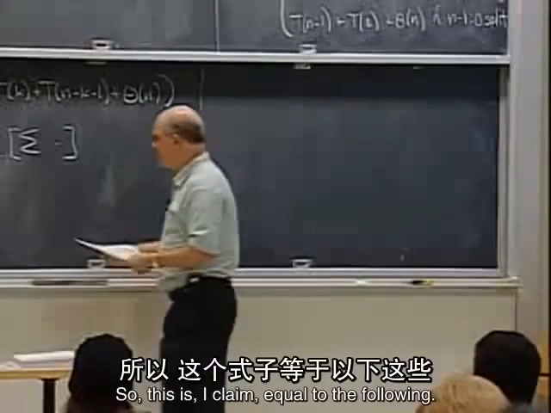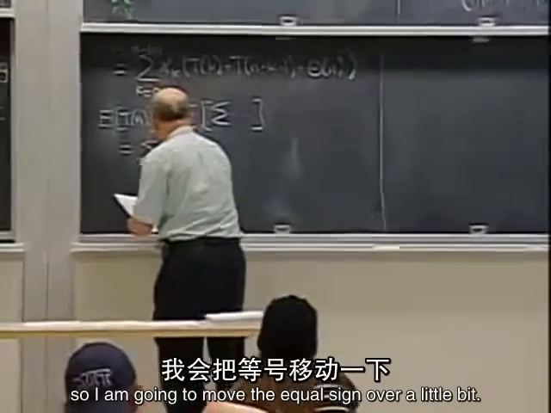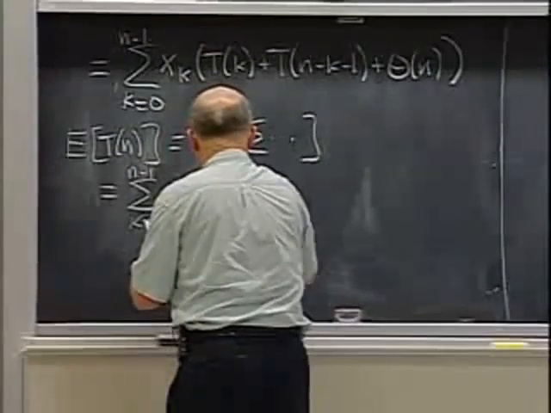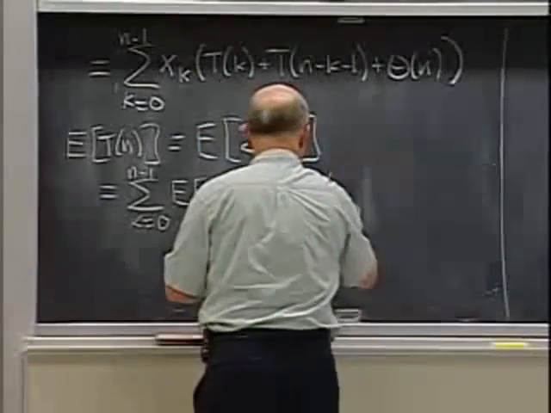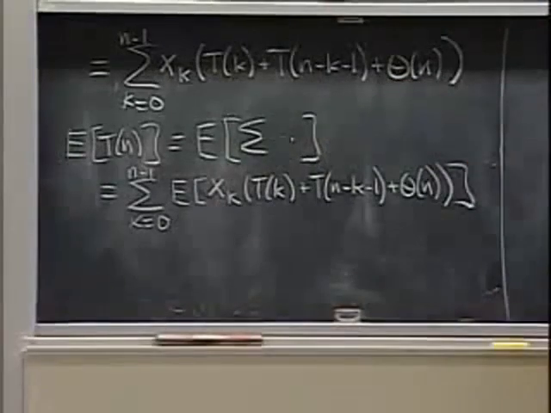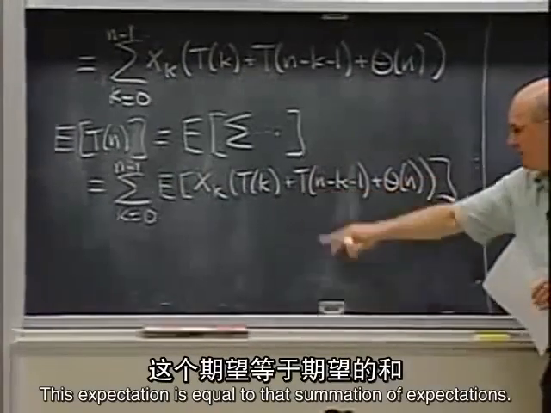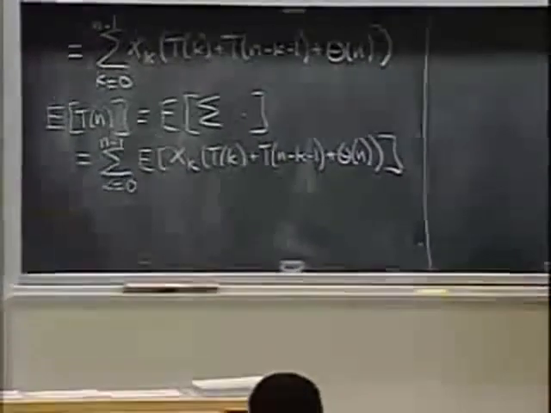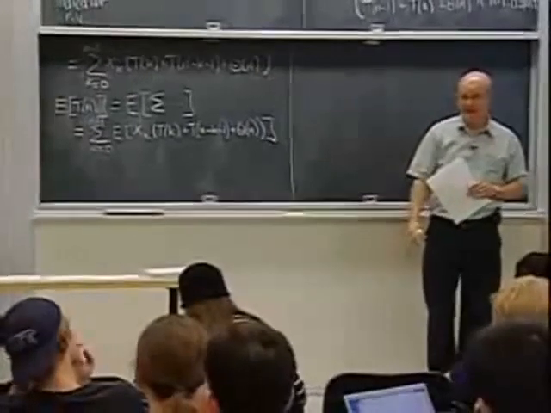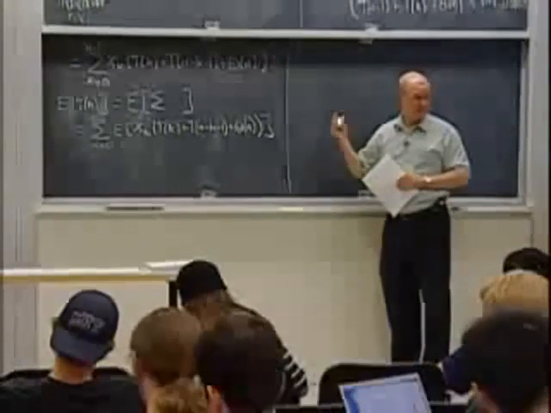So this is, I claim, equal to the following. Actually, I'm going to need a little space here, so I'm going to move the equal sign over a little bit. I claim that this expectation is equal to that summation of expectations. So why is that? What are the magic words that justify this step? Linearity of expectation. The expectation of the sum is the sum of the expectations. So that's linearity of expectation.